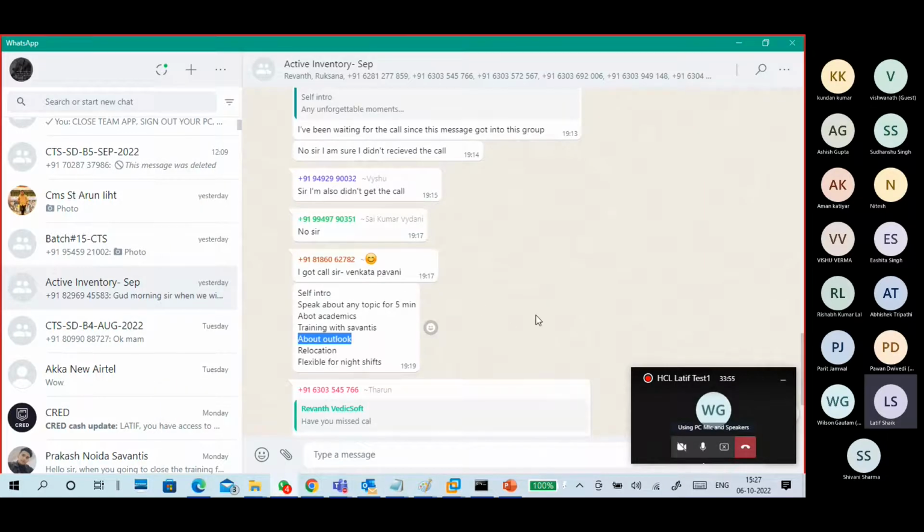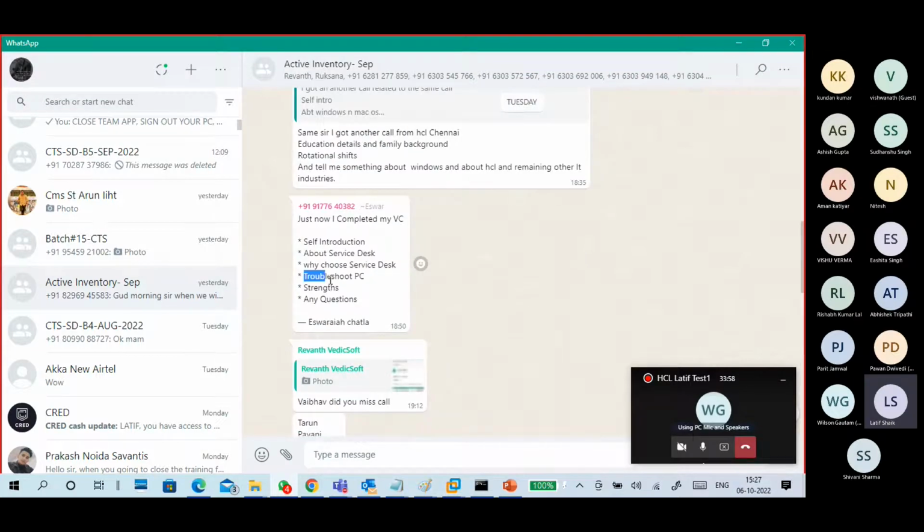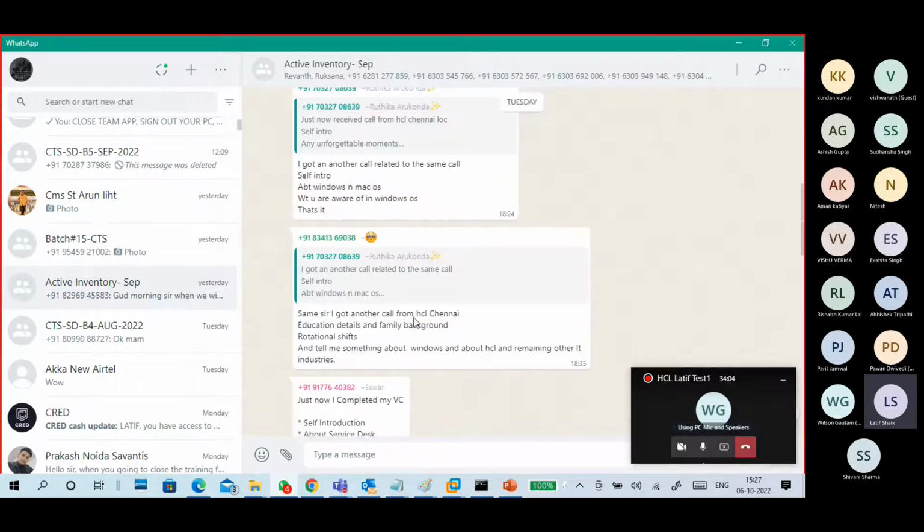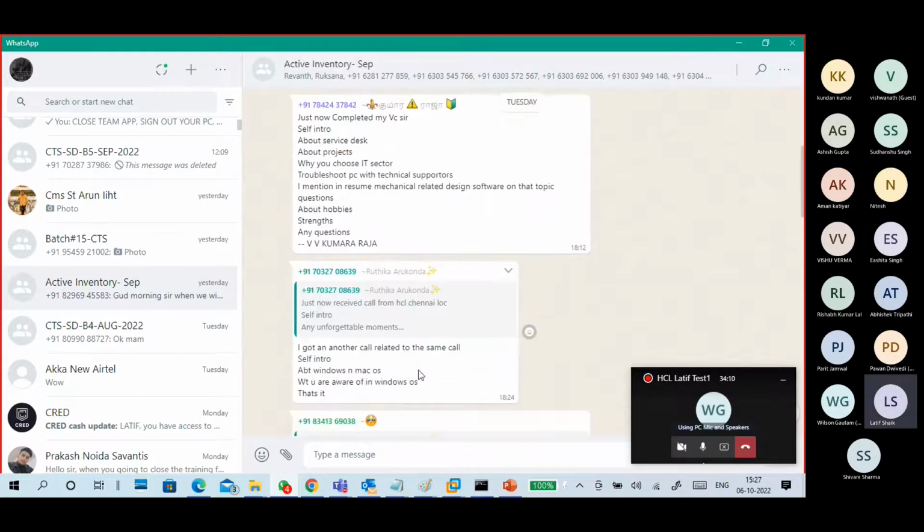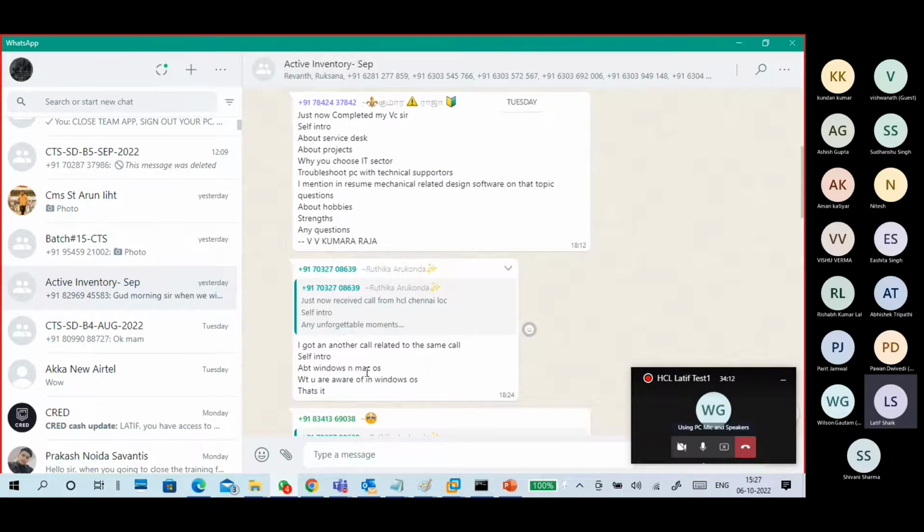About Outlook, you can see troubleshooting a PC. Why did you choose service desk? What about your service desk? Your strengths and weaknesses. Other questions are also there, so you can try them. What about Windows and Mac OS? If you know Mac OS, you can say it is the operating system from Apple company. MacBooks work with Mac operating system, not available for general purpose. So what are you aware of the Windows operating system?